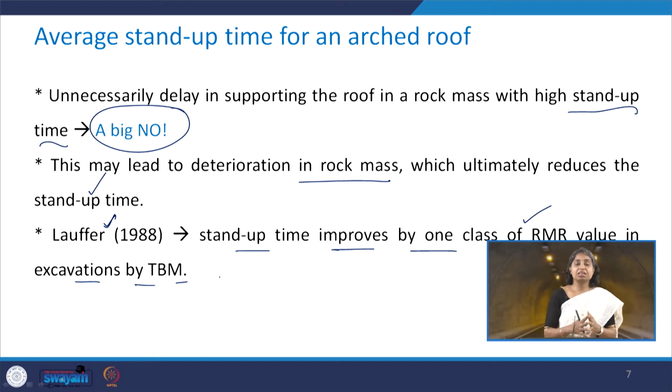We have seen that if we go for controlled blasting as compared to random blasting, the damage to the neighboring rock mass is low. But in case of excavation done by tunnel boring machine, the disturbance is even lower, and hence the stand up time improves by one class of RMR value.